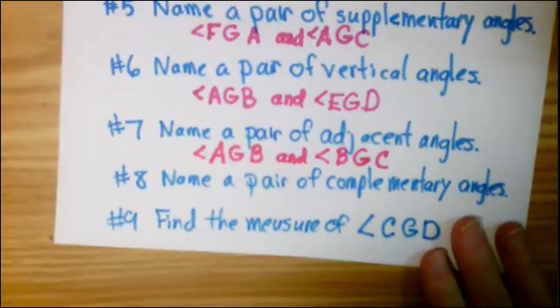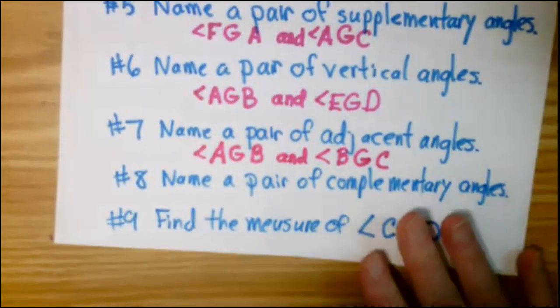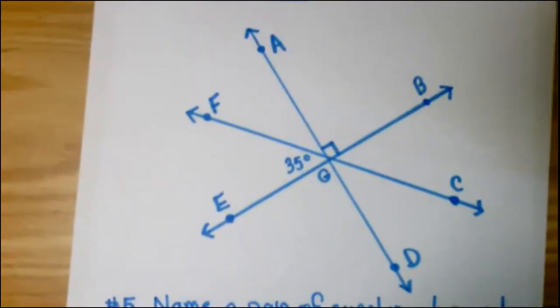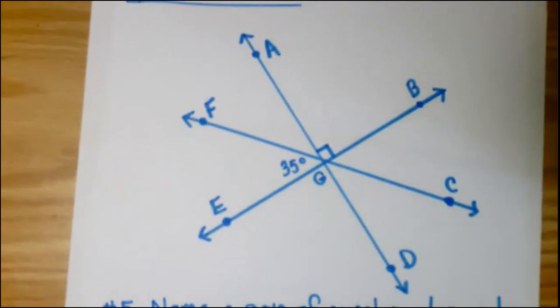Number 8, name a pair of complementary angles. Complementary angles are angles that when next to each other will add up to 90 degrees. So they don't have to be next to each other, just have to add up to 90 degrees. So do we have any angles that add up to 90 degrees?